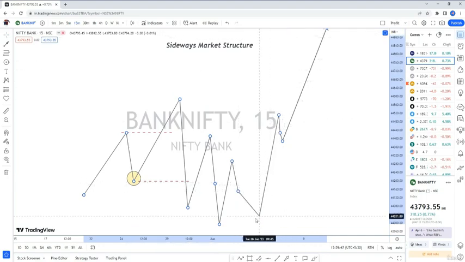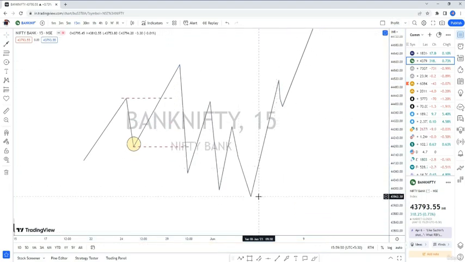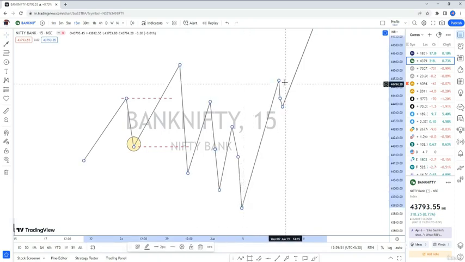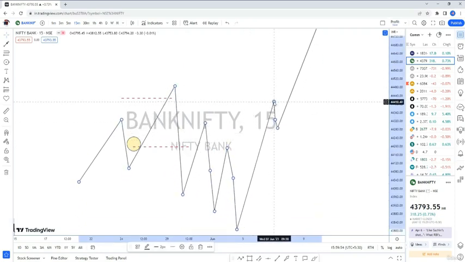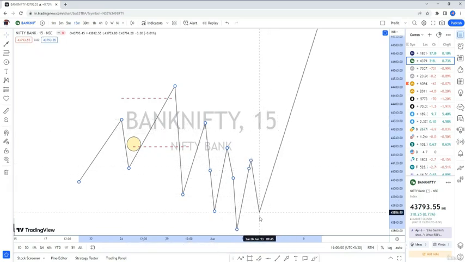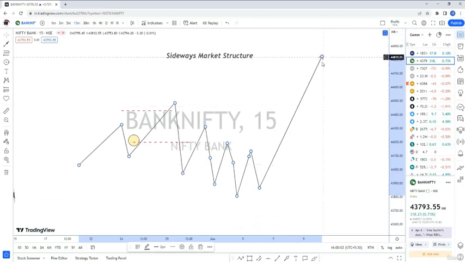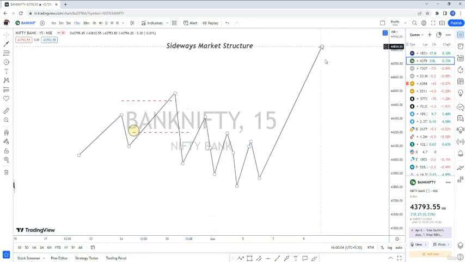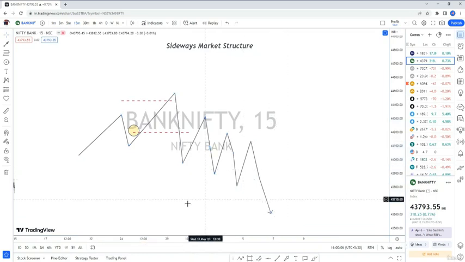and it's possible it can start a downtrend from here. Don't you think it's possible? Of course it's possible. Right? After breaching down, it can again go for a downtrend.